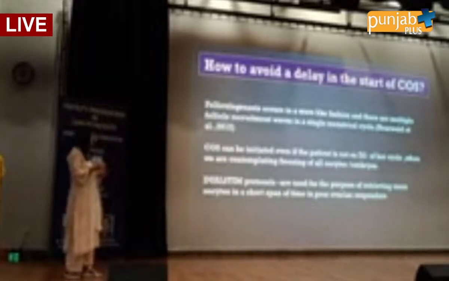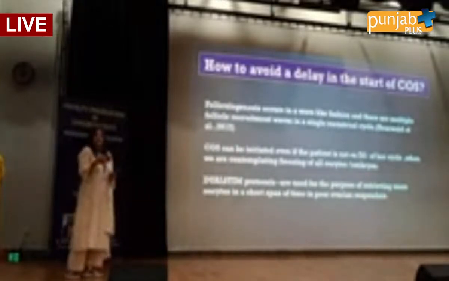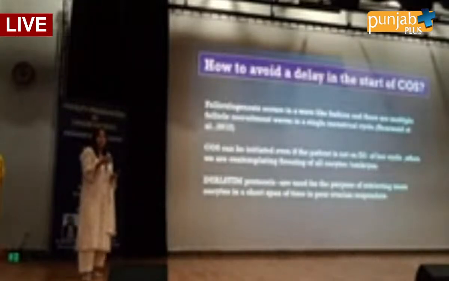The most important thing is that we cannot delay the further treatment, the definitive treatment of the patient, which could be radiotherapy, chemotherapy, or a completion surgery.